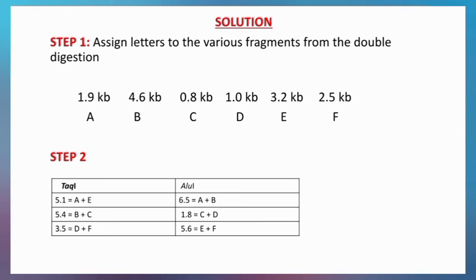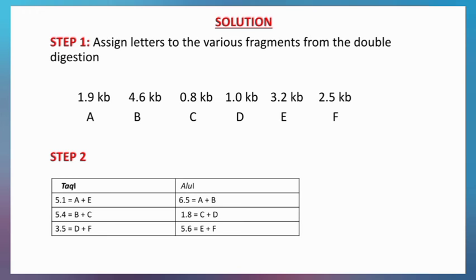That is 1.9 plus 3.2 is going to be equal to the 5.1. So our 5.1 fragment from the Tag1 single digestion is now equal to A plus E. Now for the 5.4 fragment, we are going to use B plus C, because 4.6 and then 0.8 will sum up to give us 5.4. And then for the 3.5, when you sum up 1.0 and then the 2.5, you are also going to generate this particular fragment.